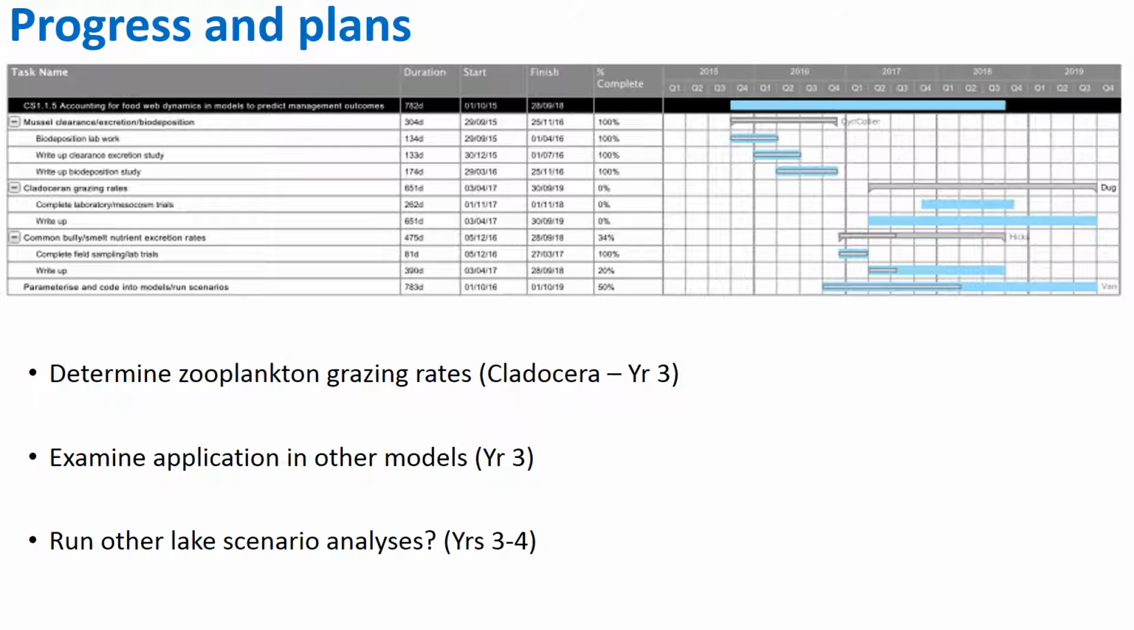we've pretty much completed the mussel excretion and biodeposition work, and that's been written up and published. In year 3, we're looking at bringing in the zooplankton grazing rate experiments, and also expanding some of the application of those excretion rate estimates into lake models, and potentially with another lake scenario in addition to Lake Waihi.